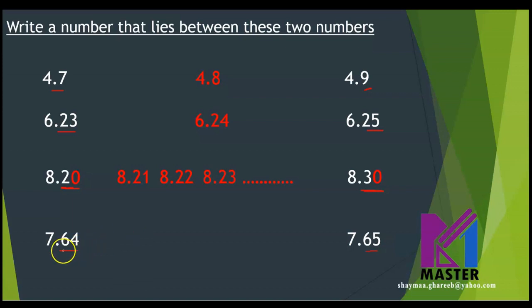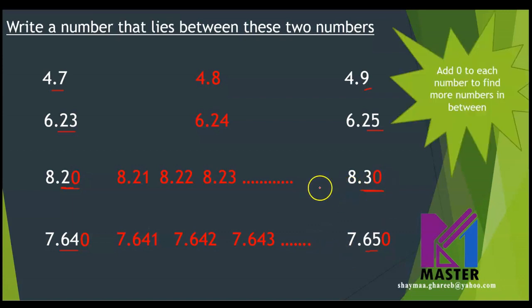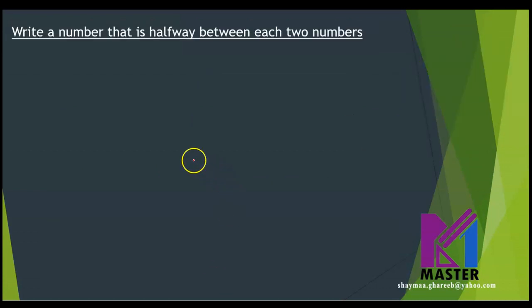One more example, 7 and 64 hundredths, 7 and 65 hundredths. So no numbers between 64 and 65, but I can add 0 to both numbers, as you can see, and I can find many numbers in between them. Let's see. 7 and 640 thousandths and here 7 and 650 thousandths. So I can find 7 and 641 thousandths, 7 and 642 and so on until 7 and 649 thousandths or 7.649. Is this clear now? So in order to find decimal numbers between decimal numbers, you can add 0 to each number to find more numbers in between. Is this clear?